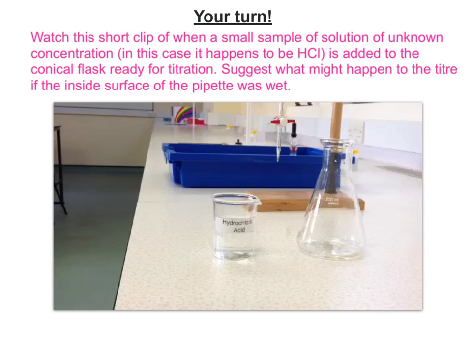So here's another one to think about. I'm going to demonstrate adding some of the solution of unknown concentration, which in this case happens to be hydrochloric acid. So I'm going to add it to the conical flask, ready to titrate it with the sodium carbonate. If I used a pipette where the inside surface of it was wet, what might happen to the value of the titer?